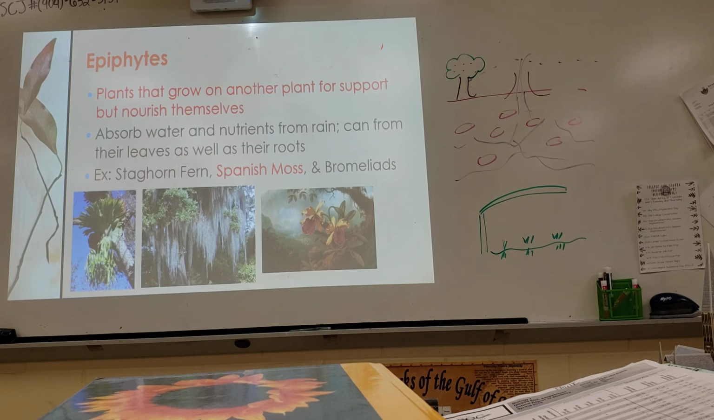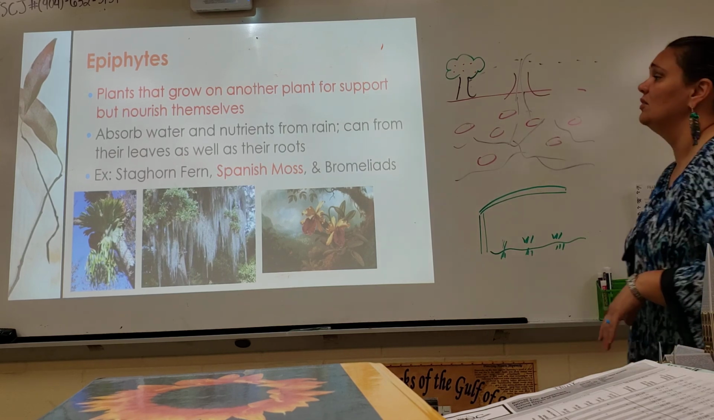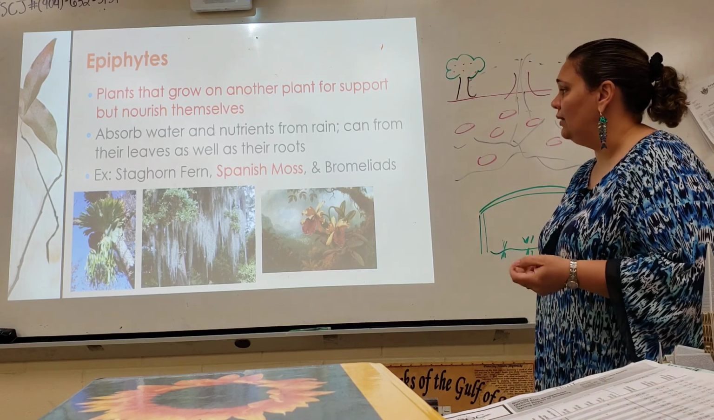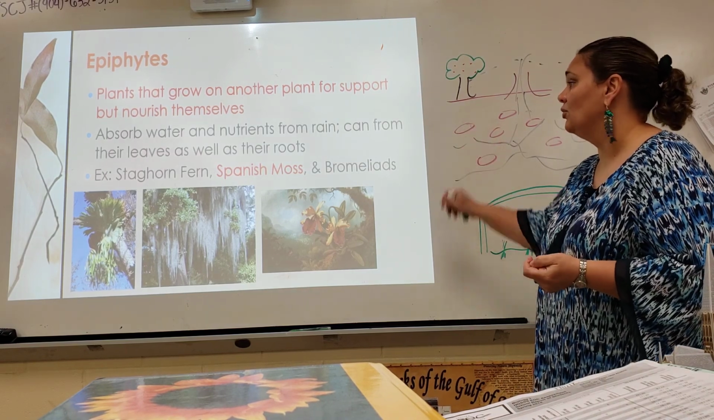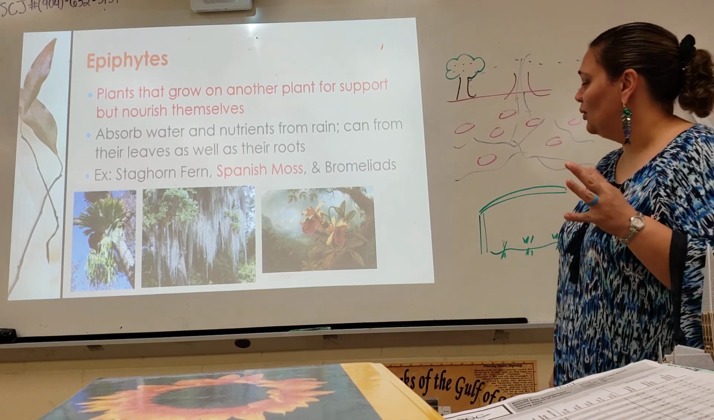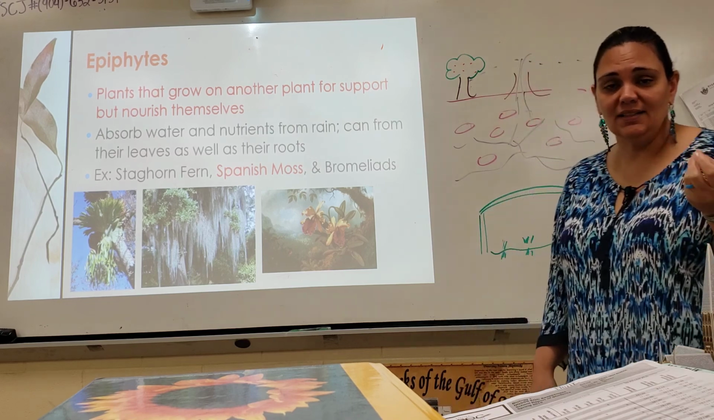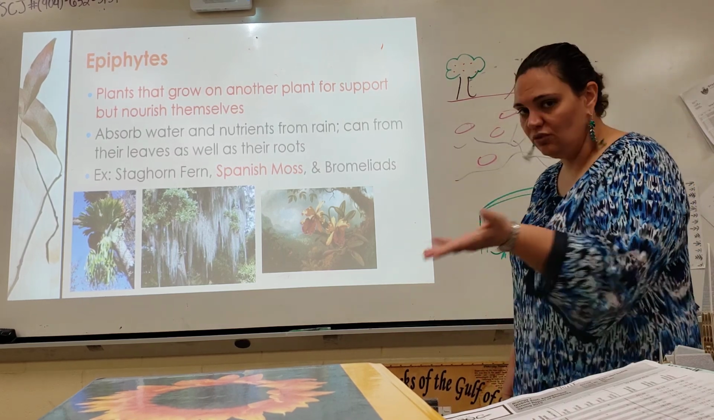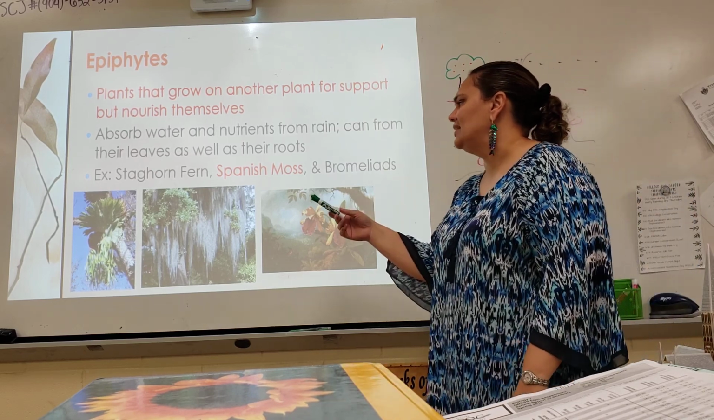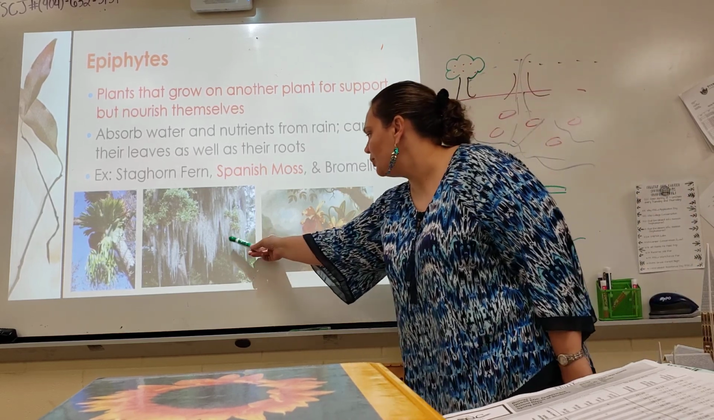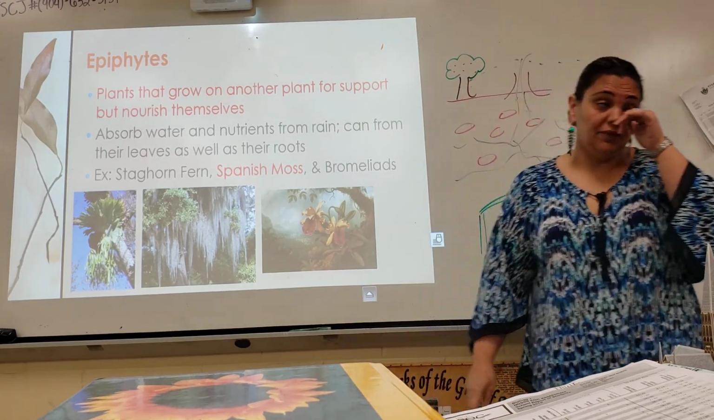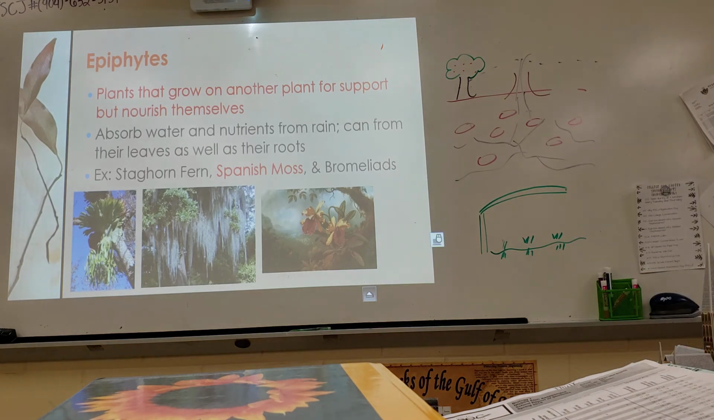Epiphytes. These are plants that will grow on another plant to support themselves or nourish themselves. They'll absorb water and nutrients from rain, and they can do so through the leaves as well as the roots. So there are some exceptions to the whole no absorbing water through leaves rule. That doesn't mean you start watering your plants from the top. You still water the roots, because most plants still absorb from the roots. Epiphytes are the only exception. You've got staghorn, Spanish moss. We're very familiar with Spanish moss. And bromeliads. Bromeliads are really pretty. They typically will produce one flower in their lifetime, and that's pretty much it.